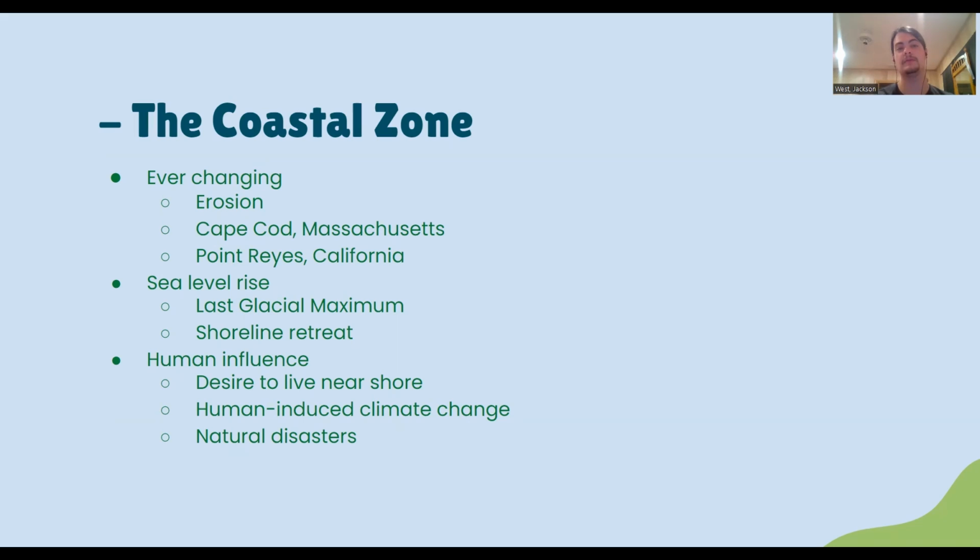Now, humans don't only have an effect on the shore; the coastal zone also affects humans as well. Natural disasters such as hurricanes and tsunamis can pose real threats to the structures humans have built on and around the shore. Now, that's all I really have to say about the coastal zone. Next up is the basic features of the coastal zone.